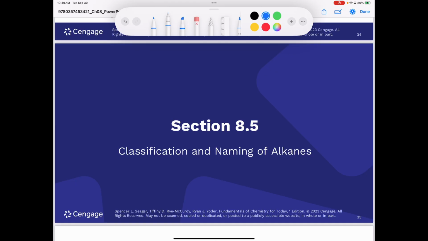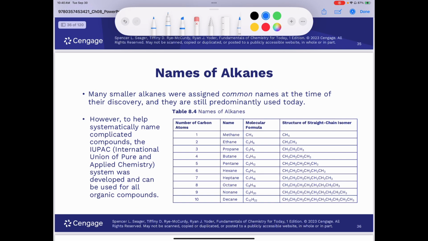Okay, let's move on to classification and naming of alkanes. And it says here that many smaller alkanes were assigned common names at the time of their discovery, and they're still predominantly used today. And so it says here, however, to help systematically name complicated compounds, the International Union of Pure and Applied Chemistry, or IUPAC system, was developed, and it can be used for all organic compounds.